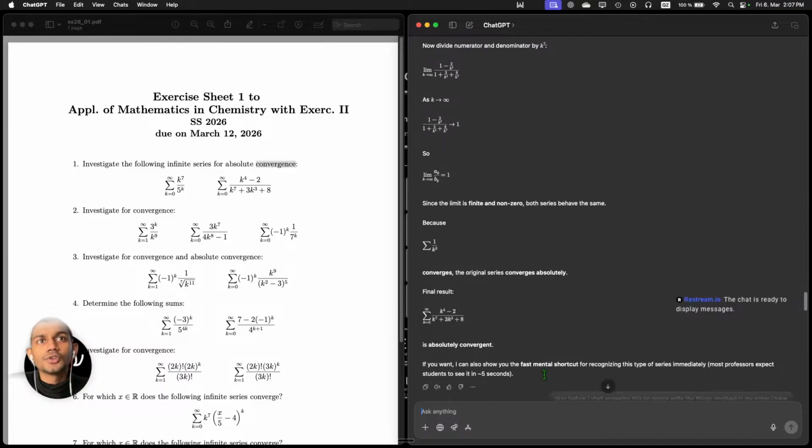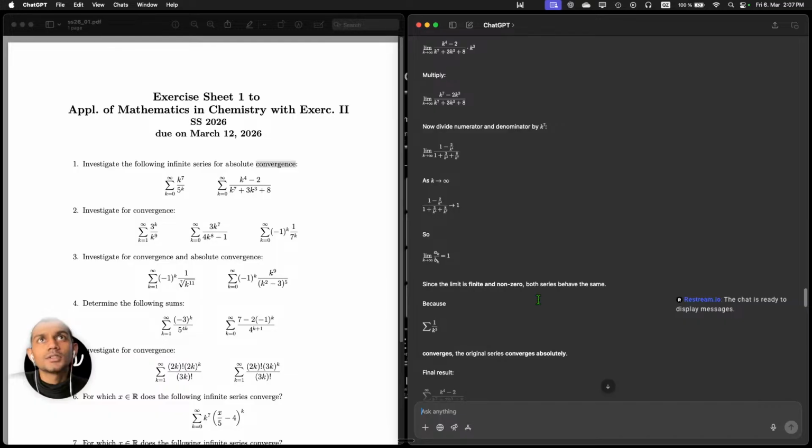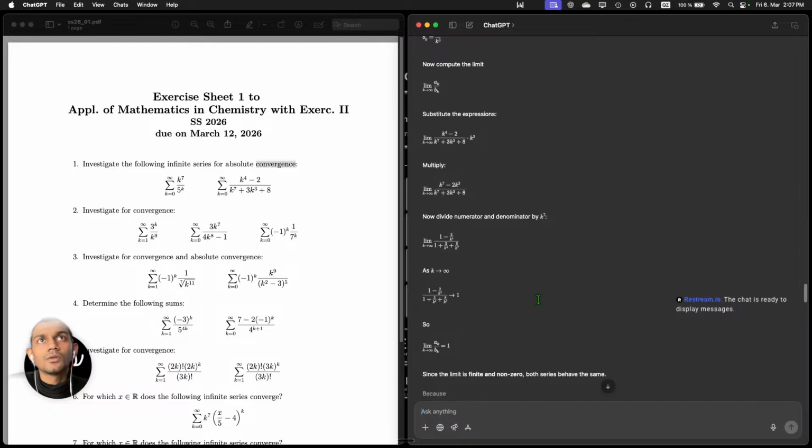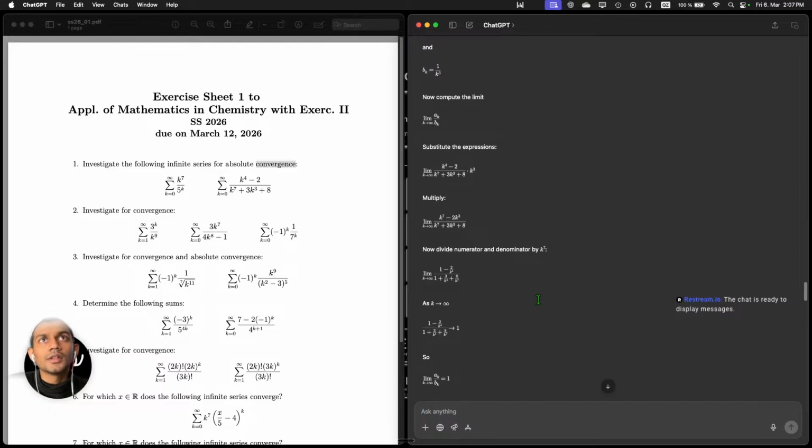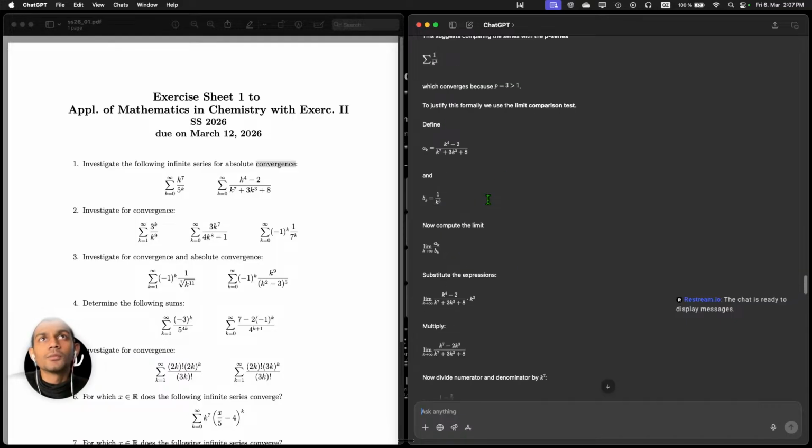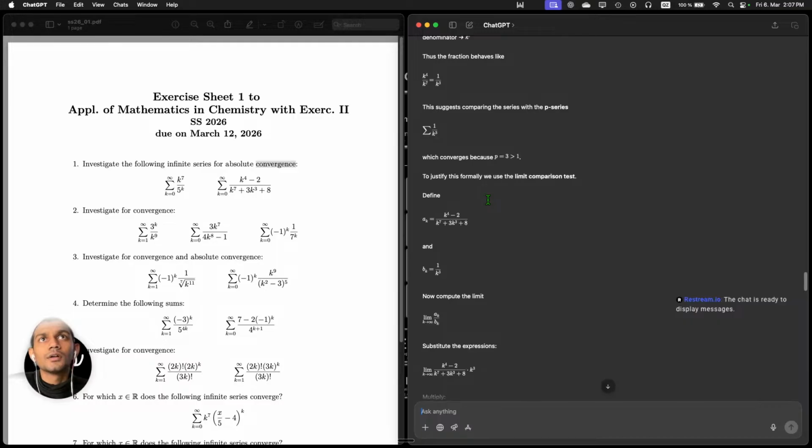If you want, I can show you the fast mental shortcut for recognizing this type of series immediately. Most professors expect the students to see it in 5 seconds. I mean, when I see this, I need to know that it's 1 by k raised to 3, the simplified form of the series. Then you divide it.